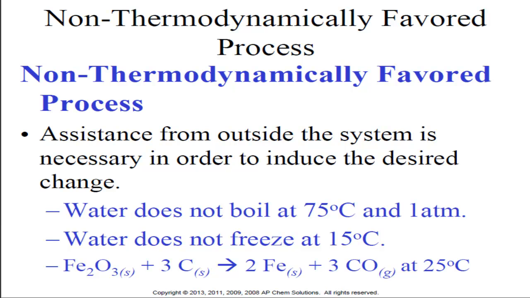Our second example, water does not freeze at 15 degrees Celsius, but if we lower the temperature, then the water will freeze because that process is favored at 0 degrees Celsius. And the last one is an industrial process where you have rust, the iron oxide, and carbon changing into iron and carbon monoxide gas. This does not spontaneously happen at 25 degrees Celsius. There are smelting processes that take place at high temperatures where this reaction is favored.